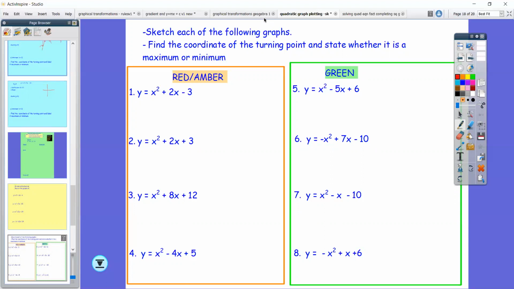And I say to them, think of your brain as split in two. One side of it is algebra, your mathematical brain. The other side is graphical. And you should be switching between those to try and solve problems as and when. You shouldn't just be working in one mode all the time.